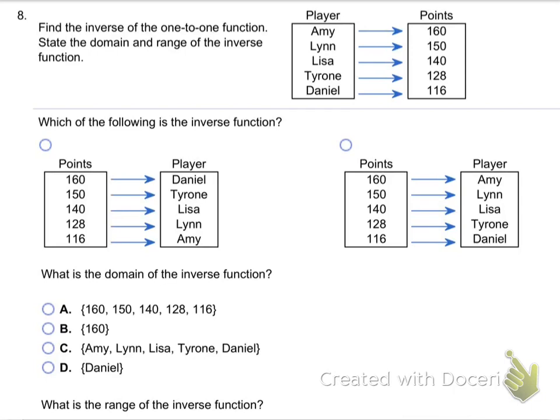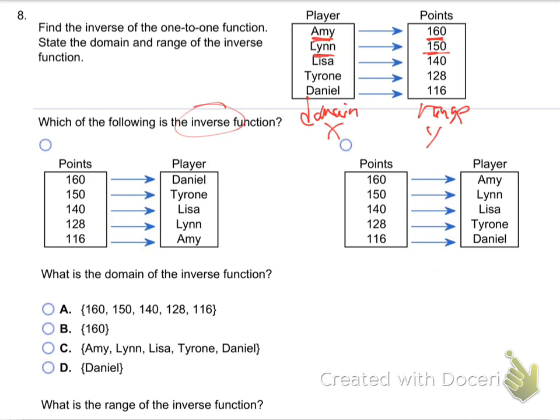So, okay. So here's a function between players and how they did in the game. Amy got 160 points. Lynn got 150 points, etc. That's a function. This is the domain, right? It's the x's. This is the range. This is the x's. This is the y's.